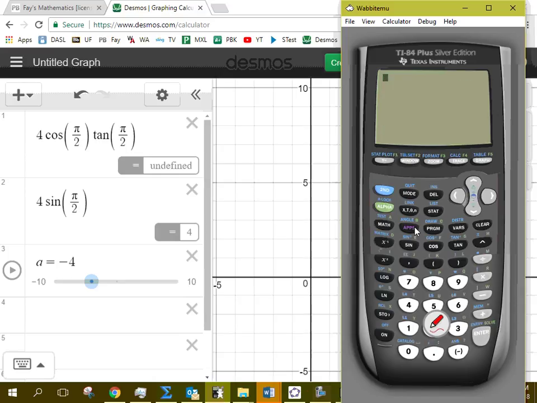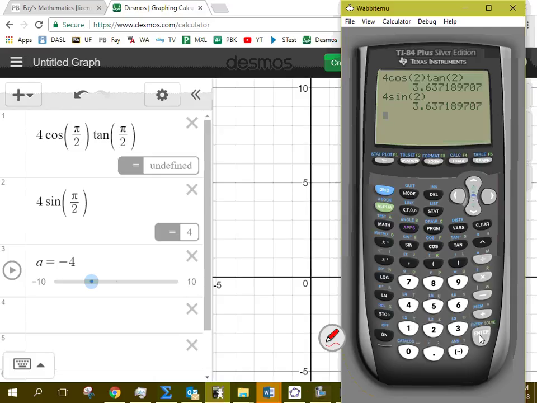It's fine. I'm going to go 4 cosine, and then I'm just going to pick a number. I don't care. Pick 2, and then tangent of 2. Hit enter. See what I get back. Is that the same thing as 4 sine of 2? That same thing back. So it shows me that I've probably done it right.